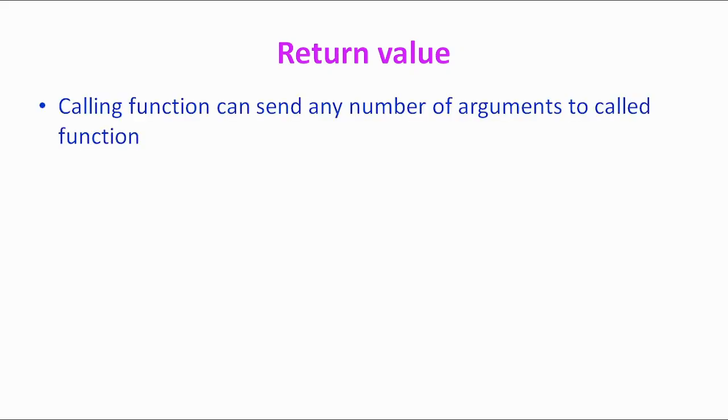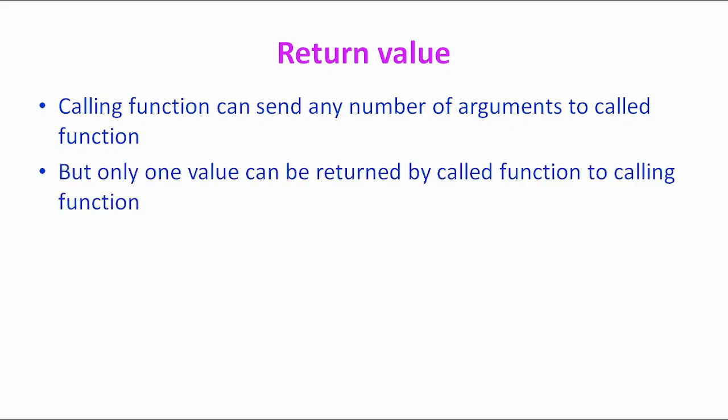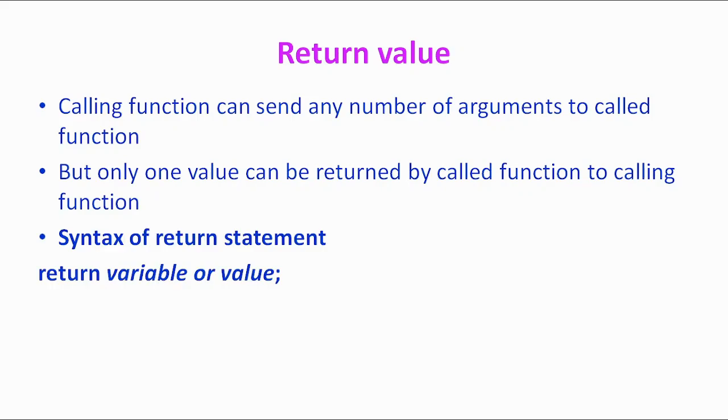Now we are going to learn about how a called function may return a value to the calling function, which is probably the result of its calculation by manipulating the arguments it received. Though the calling function can send any number of arguments to the called function, a called function is limited to sending only one value to the calling function. This can be done by using a return statement.